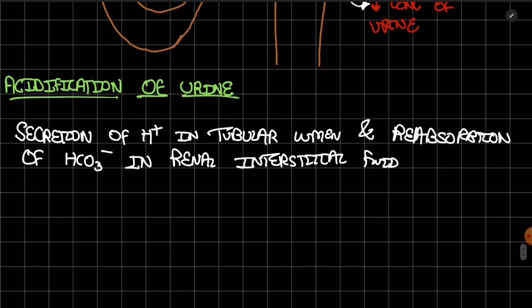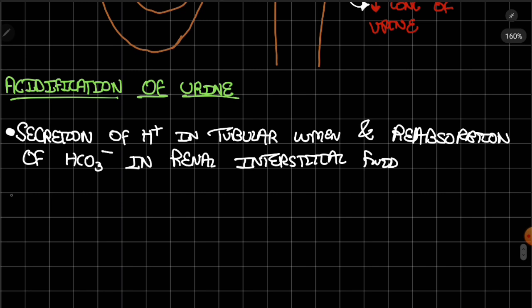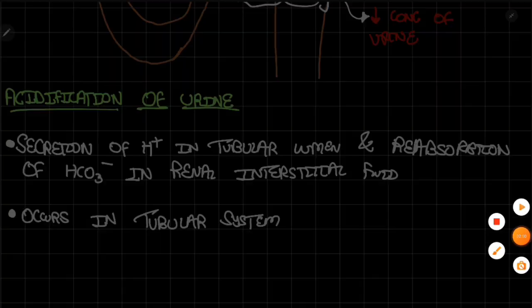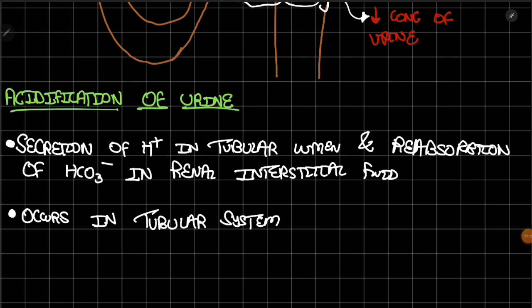Acidification of urine basically occurs in the tubular system. Now what are the components of the tubular system of the nephron? They are the PCT, the two limbs of the loop of Henle, then the DCT, and also the collecting tubule. So remember, acidification of urine, or secretion of H plus and reabsorption of HCO3 minus, occurs in the tubular system.